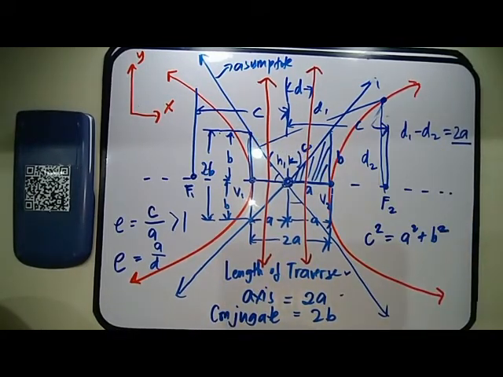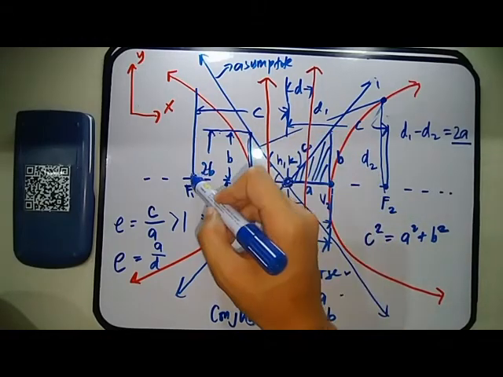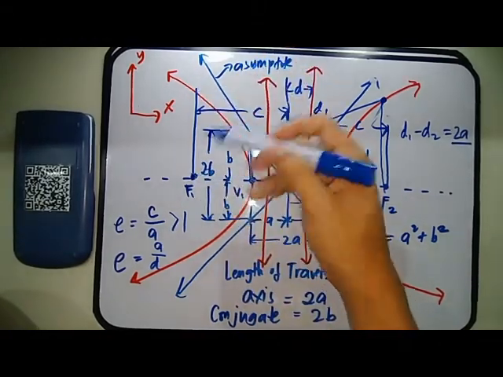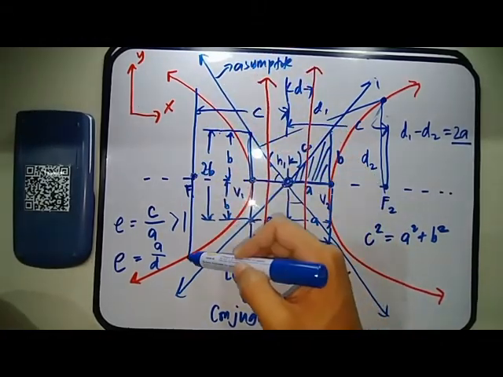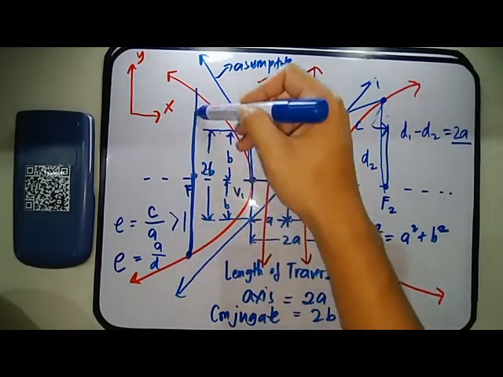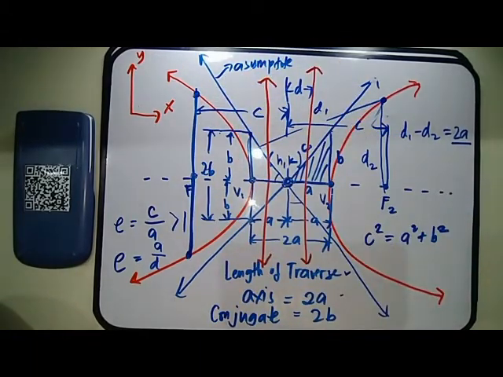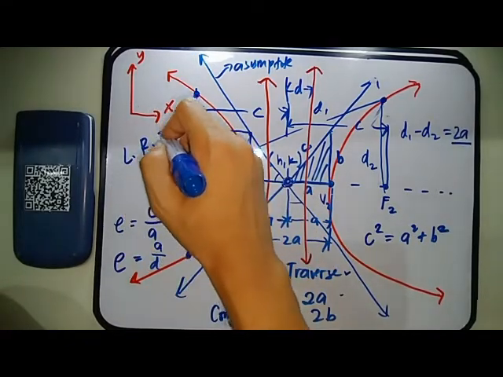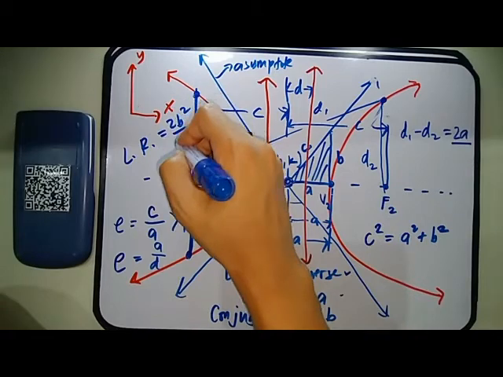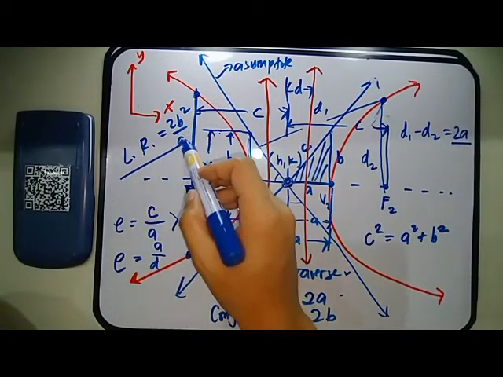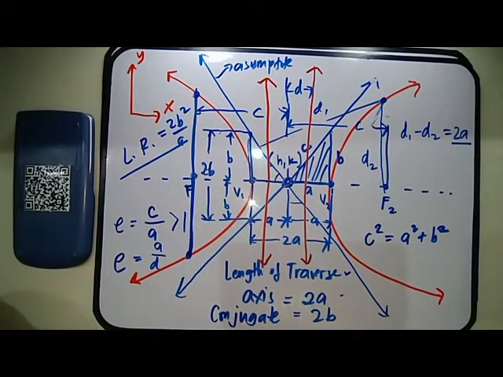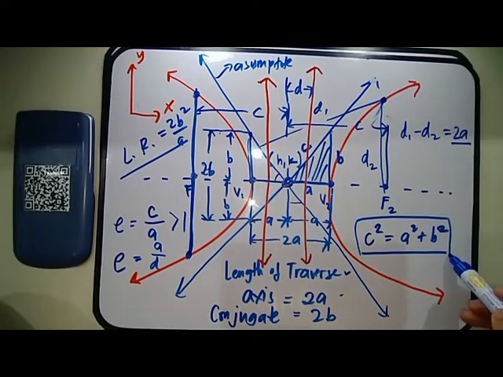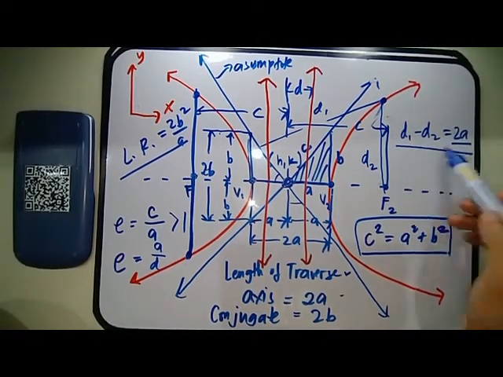Yung latus rectum niya guys is, of course, if you draw a line, if you extend this line vertical on the focus, you have this latus rectum. So pare-pares lang yung latus rectum, and the formula is the same. Even if you derive it, you will just arrive to length of latus rectum, that is 2b squared over A. So that is the formula. So the same lang siya guys for ellipse. So ano pagkaiba ng ellipse? So ito lang guys, here, itong concept and itong concept.